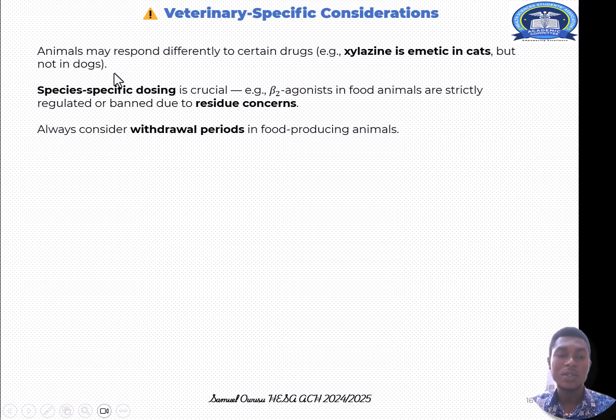You want to take note of it. And specific dosing is very crucial. Beta 2 agonists in food animals are strictly regulated or banned due to what? Residue concerns. Okay. Also, you have to consider some of the withdrawal periods for these agents in food producing animals.